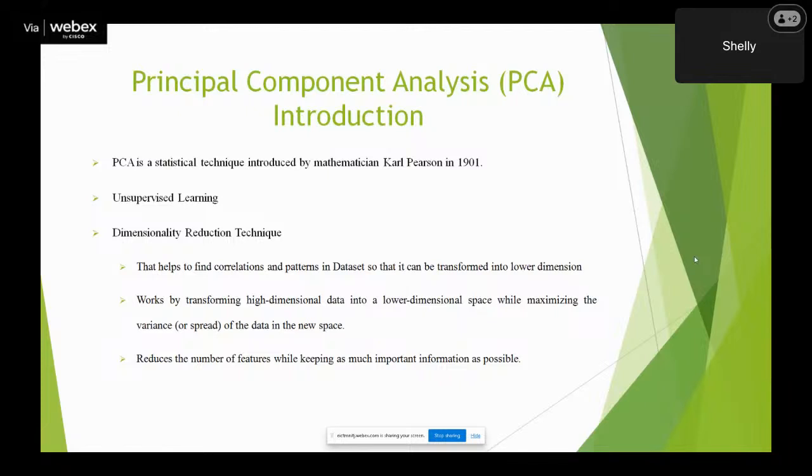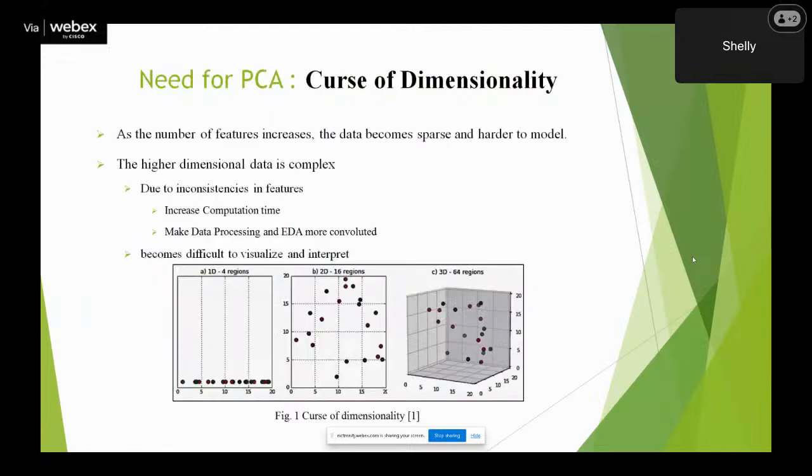Now, there are three particular points to be noted in this definition. The first one is the dimensionality reduction technique. The second one is finding the correlations, and the third one is finding the patterns. And then it says transformation into a lower dimension. The whole idea behind this lies in the curse of dimensionality. I'll explain what the curse of dimensionality is, and then come back to this. If you see the figure, just have a glance at it.